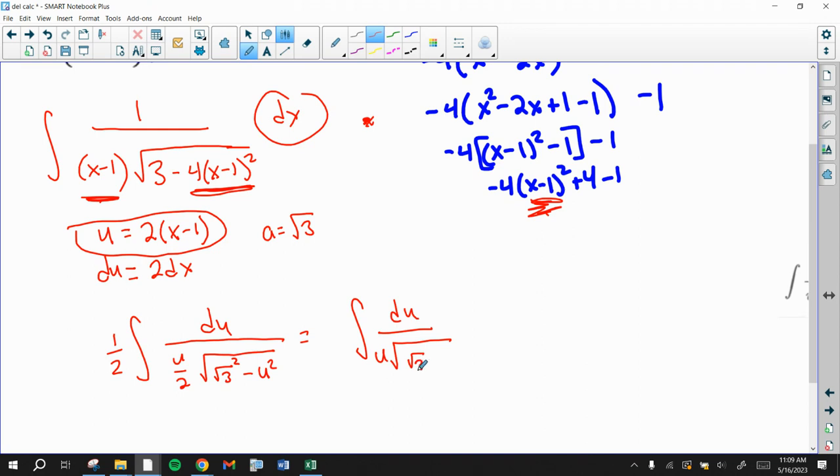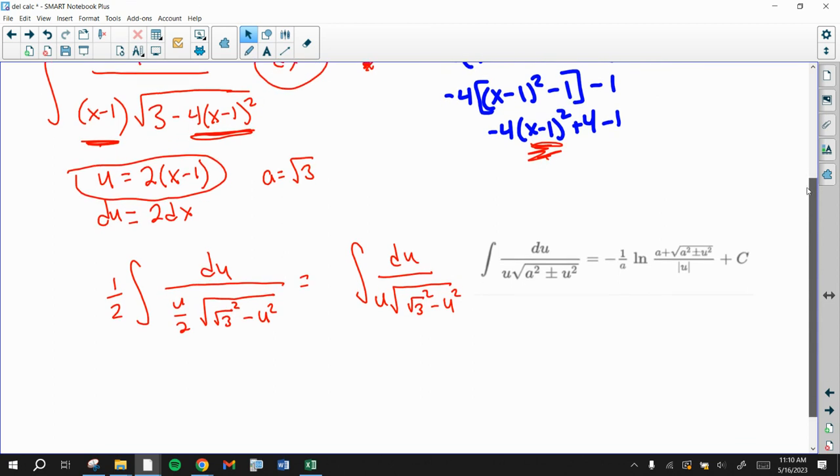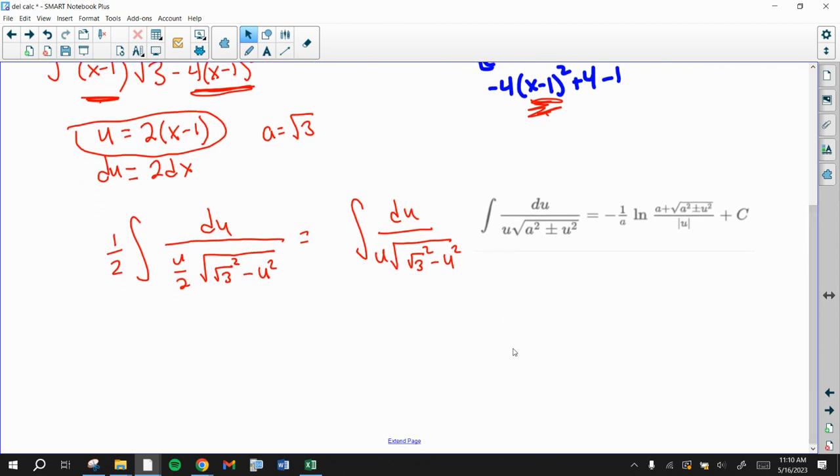So that's either, from my memory, going to be like an arcsecant or maybe one of those hyperbolic inverse functions. And I cheat a little bit. I know what it's going to be. Looking at all my formulas, well, this formula gives us exactly what we need. Du over u times the square root of a squared minus u squared. So this is actually from an arc hyperbolic function. So I'm going to use this formula.